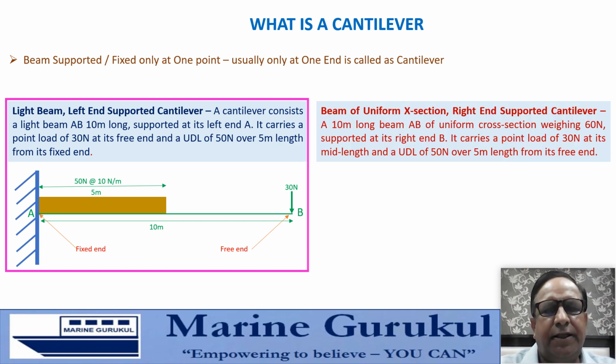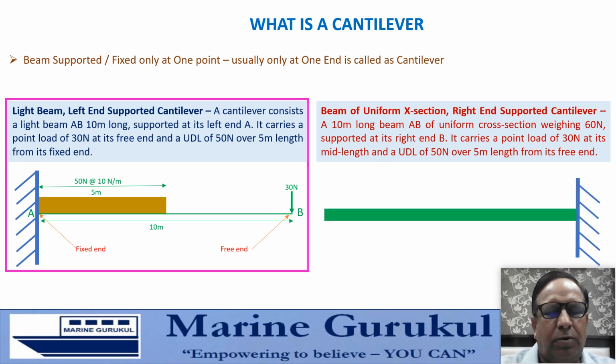Let's take another case of a cantilever, where it consists of a 10-meter long beam of uniform cross section, weighing 60 newtons, supported at its right end B. It carries a point load of 30 newtons at its mid length and a UDL of 50 newtons over 5 meters from the free end.